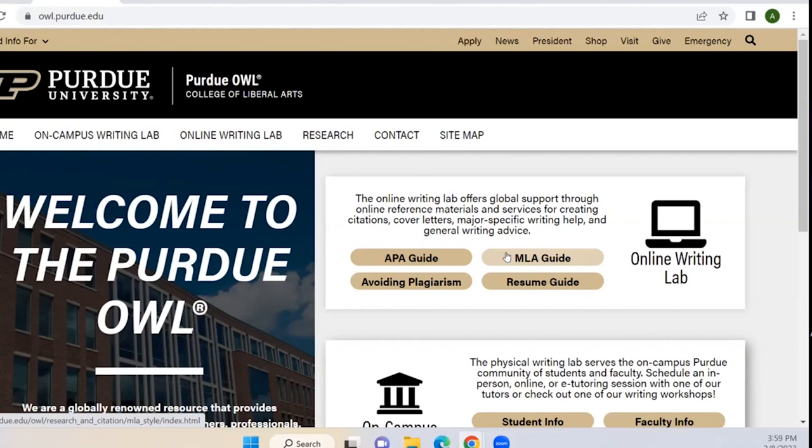Whenever you're submitting any paper to a journal, the journal will have guidance that they only accept MLA-8 or APA or Harvard or Chicago style formatting. Then you have to format your whole paper based on that.